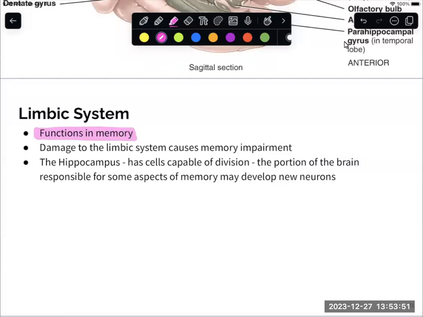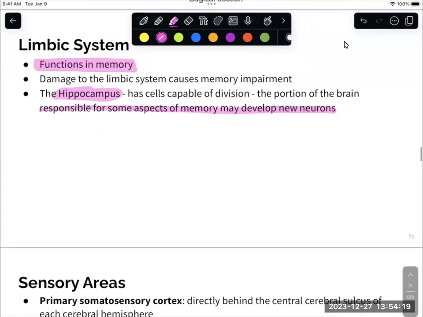So if there's damage to that limbic system, you're going to have problems with memory. The hippocampus, another area of this limbic system, also plays a role with memory and may develop new neurons and neuron connections as memories are formed.